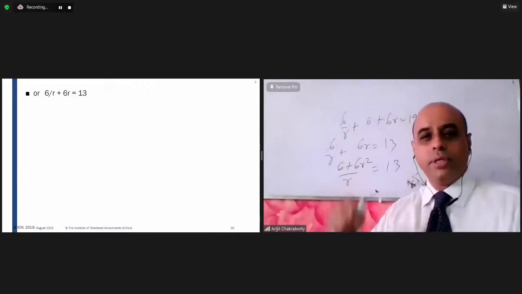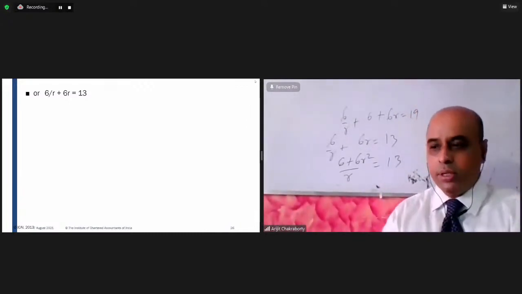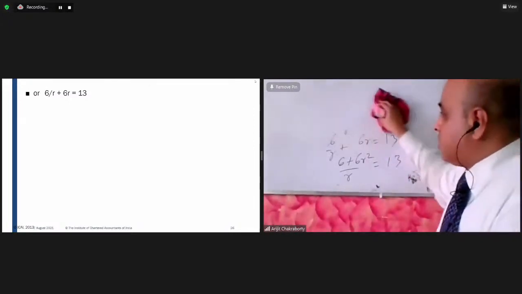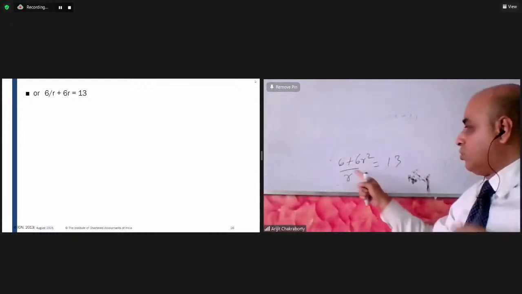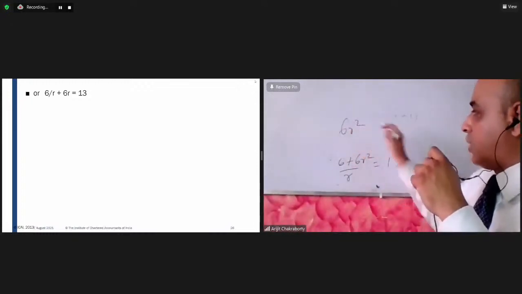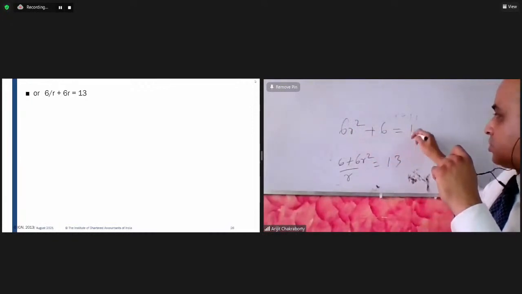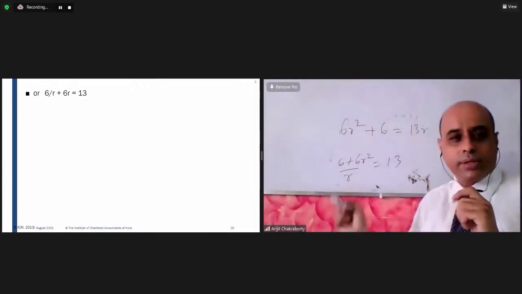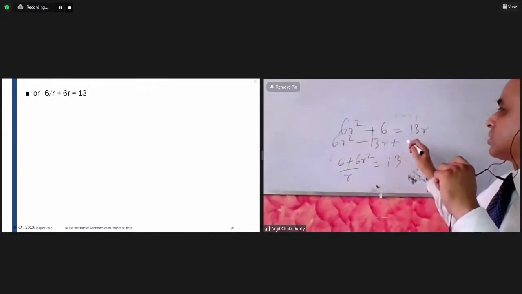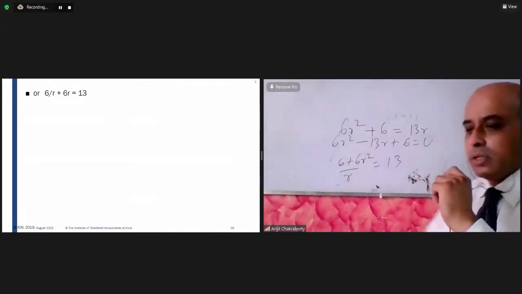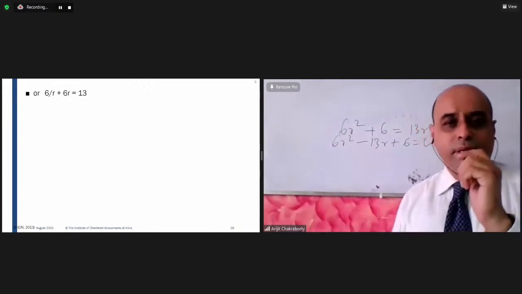Now we have to use the concept of cross multiplication to get the quadratic equation. Cross multiplying, I get 6R square plus 6 equal to 13R. In other words, by transposing, I get 6R square minus 13R plus 6 equal to 0. This is the final quadratic equation. So you can see that the question is basically a GP question.